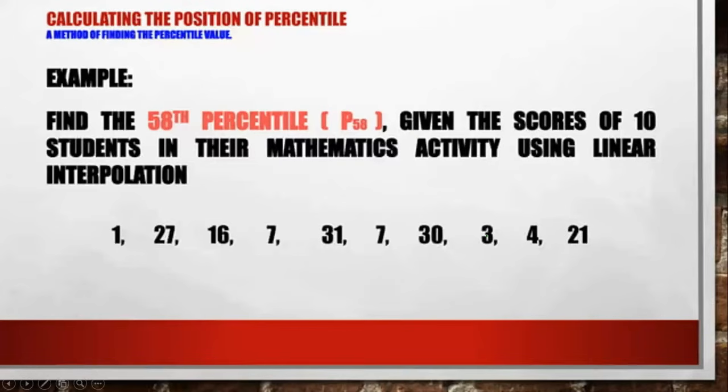Next, okay, what if yung percentile naman yung given? So hahanapin natin kung anong data yung ibig sabihin ng percentile natin. So for this, we have: find the 58th percentile or P58 given the scores of 10 students in their mathematics activity. Okay, so we have 30, 27, 16, 7, 31, 7, 33, 4, and 21.